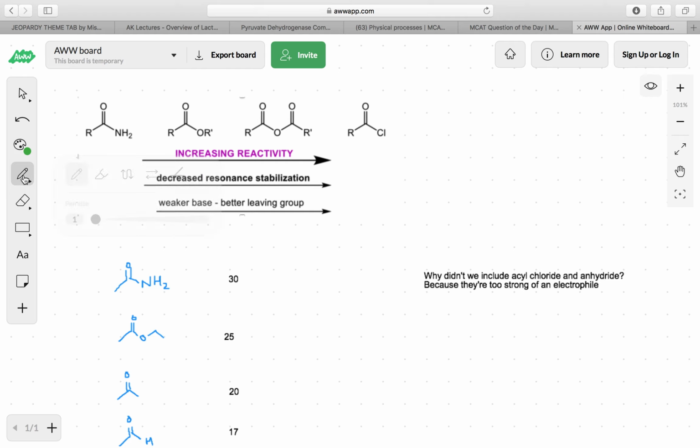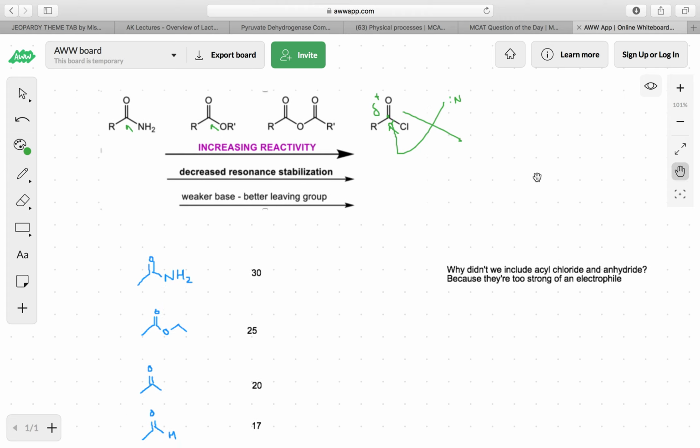The reason why is because all of these groups donate electron density through resonance, but chlorine has a very large induction, and because of that, it sucks away electrons from this carbonyl center, making this have a very large partial positive charge. Because of this, it's very easy for a nucleophile to come in and just attack this center. So we learned that those are the properties of our derivatives.